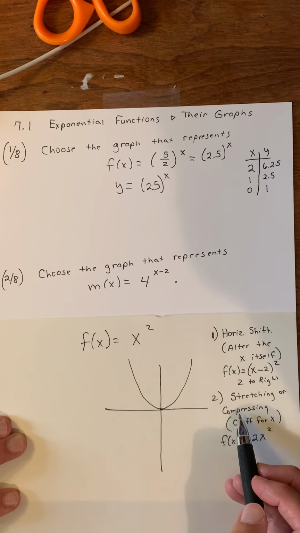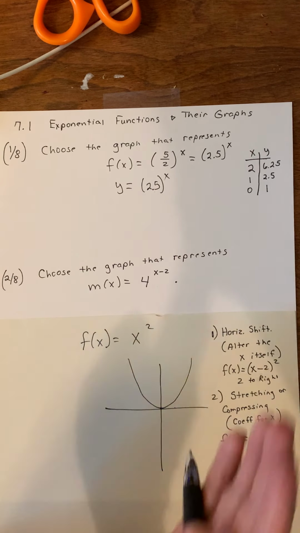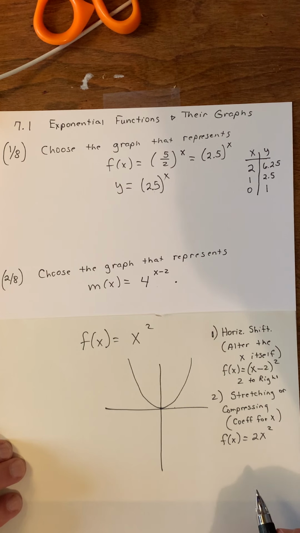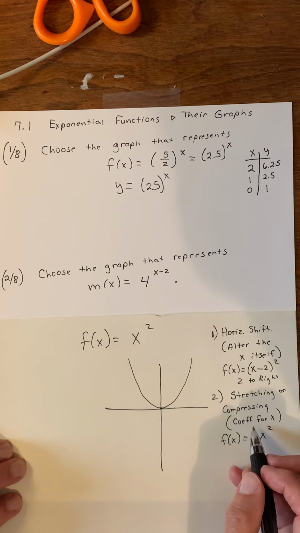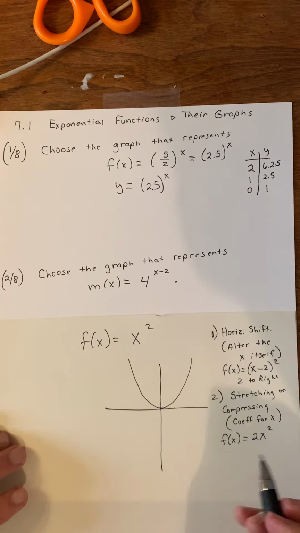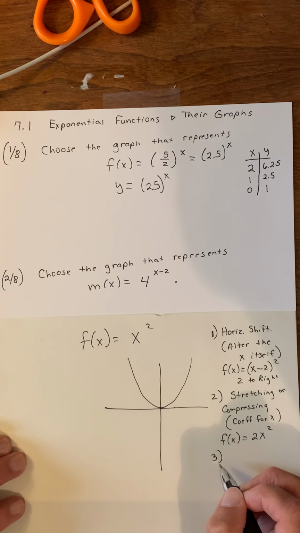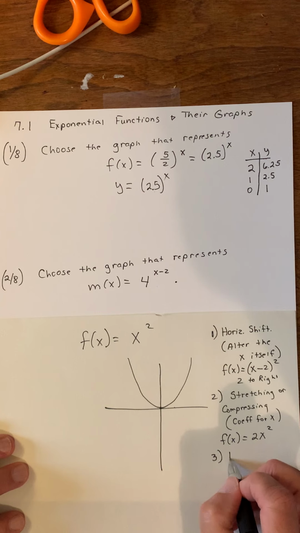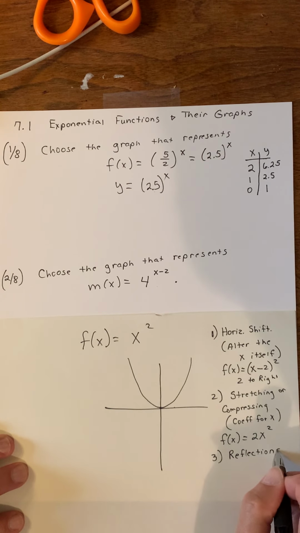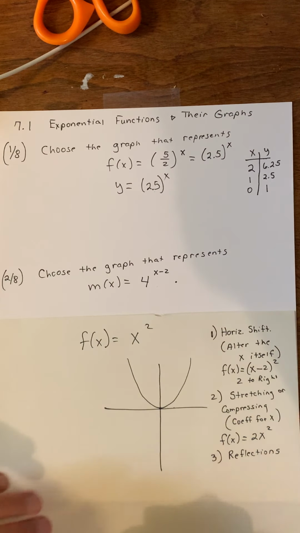All the stretching or compressing does is either thin up my parabola or spread it out. But it doesn't change the general shape of my graph. It's still a parabola. So this is not that important as far as identifying what happens to the graph. It just changes the shape a little bit. The third kind of transformation is a reflection. That is the mirror image of the graph over either the y-axis or the x-axis.